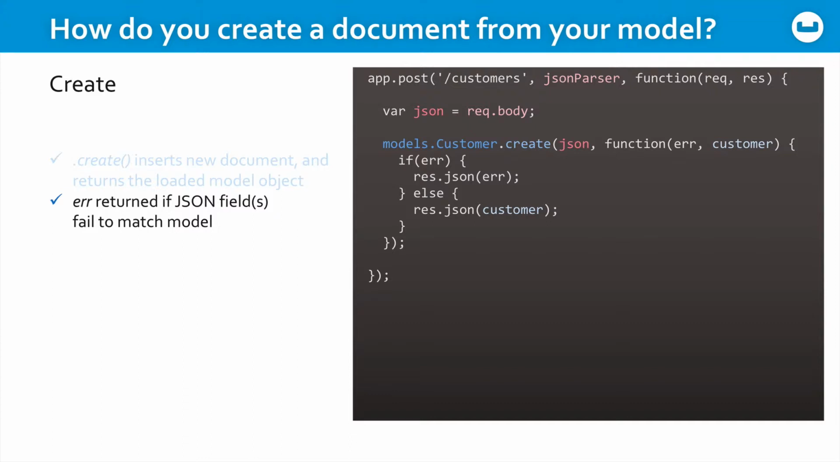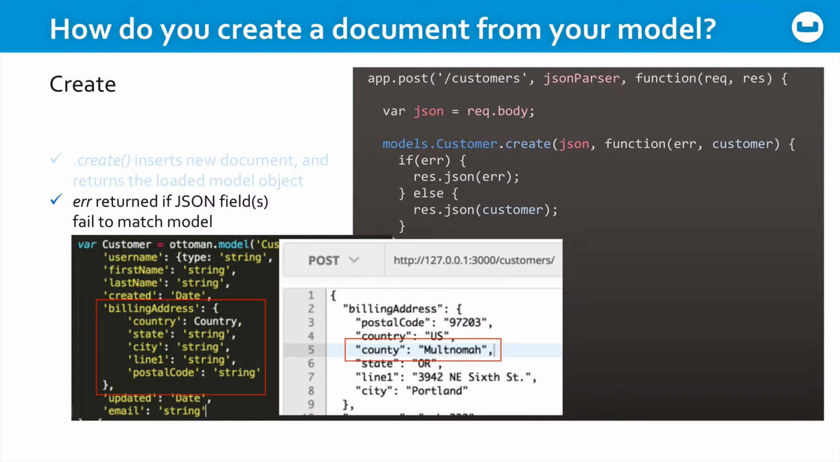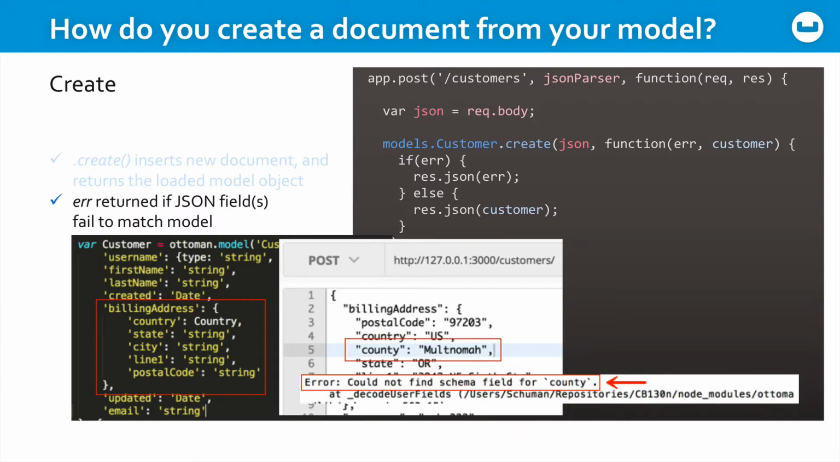If the JSON fields that you pass fail to match the model, there will be an error. Here, you are enforcing a schema. So for example, if my customer model had a billing address defined with these 5 attributes, country, state, city, line 1, and postal code, but then I attempted to create a document through that model that included an extraneous attribute like county, I would get back an error because it could not find that county field within the schema for this model. So Ottoman, among other things, provides you a straightforward mechanism for enforcing the schema within your application.